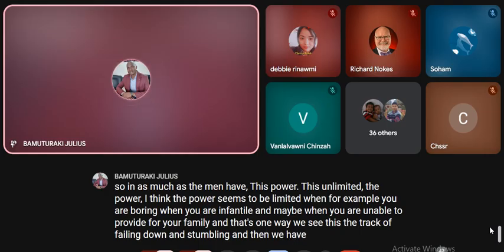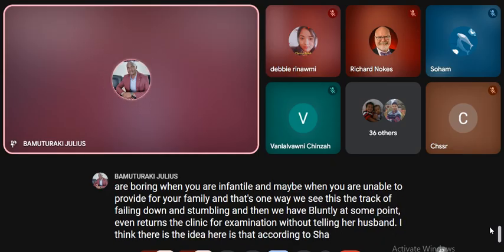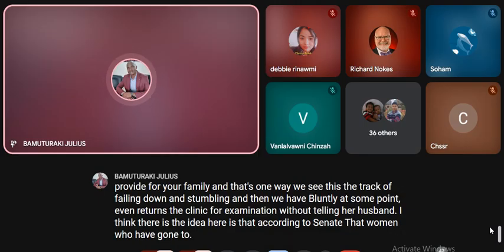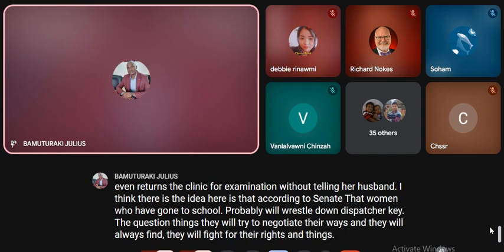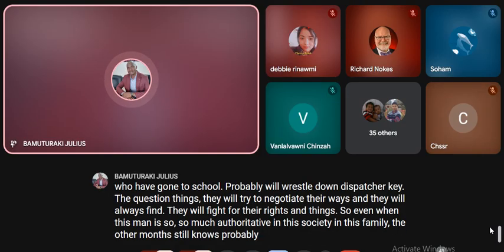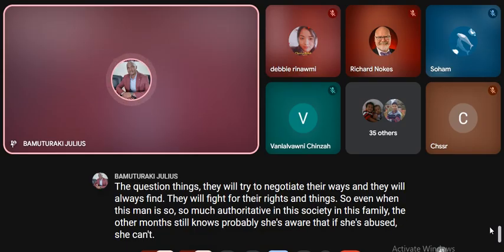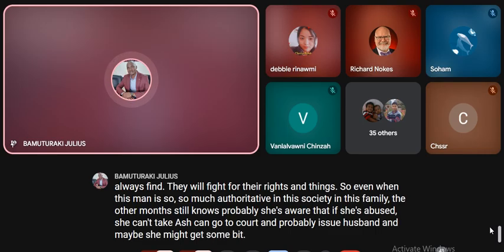And then we have Bolanle, who at some point even returns to the clinic for examination without telling her husband. I think the idea here, according to Shoneyin, is that women who have gone to school will wrestle down this patriarchy. They will question things, they will try to negotiate their way, and they will fight for their rights. So even when this man is so authoritative in this society and this family, she is aware that if she is abused, she can go to court and sue her husband, and maybe she might get some bit of justice, and so on and so forth.